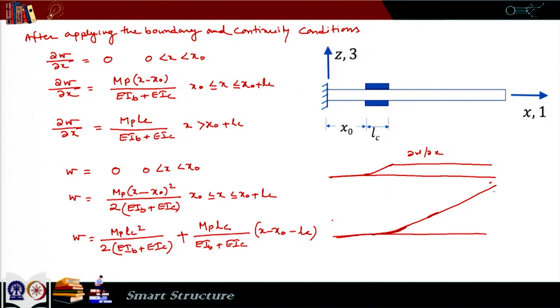So, this is W. So, in this zone from here to here, del 2 W by del x 2 is equal to 0 and del W by del x is equal to constant, and within this zone del 2 W by del x 2 is equal to constant. So, here I have a constant curvature and it gets some slope here, that same slope continues. So, it is a straight line after that.